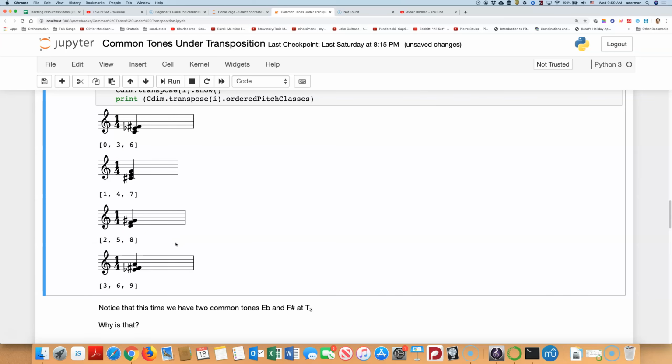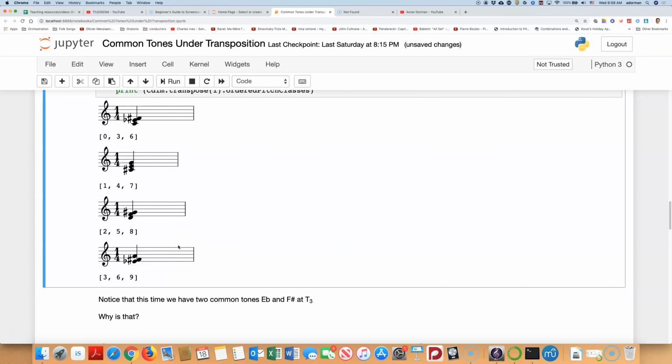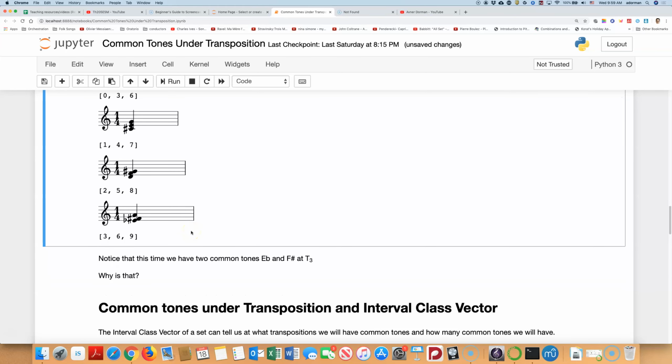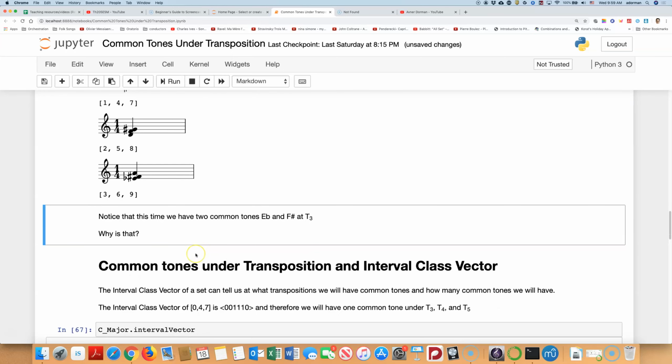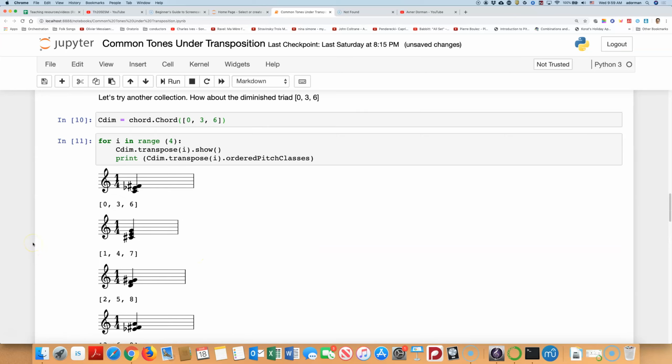So again, there's a lot of different possibilities with different types of sets. And what we want to be able to do is generalize it so we can predict and plan either our analysis or our compositions to figure out what common tones we will have.